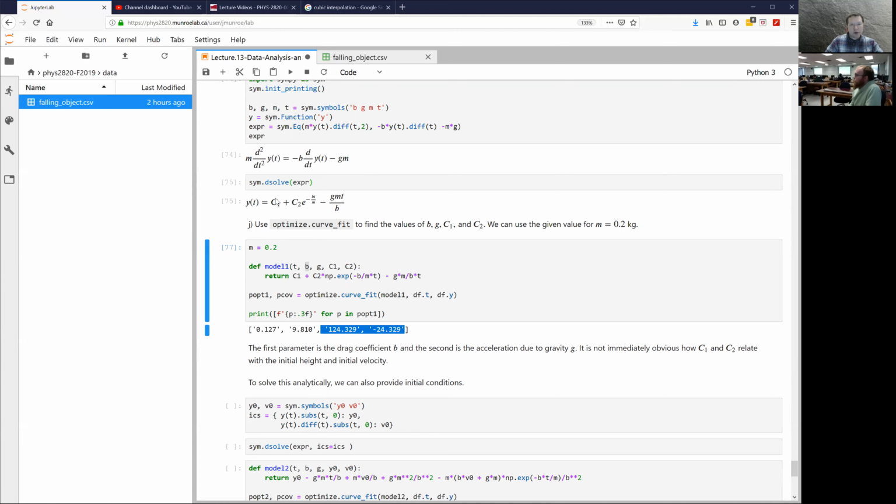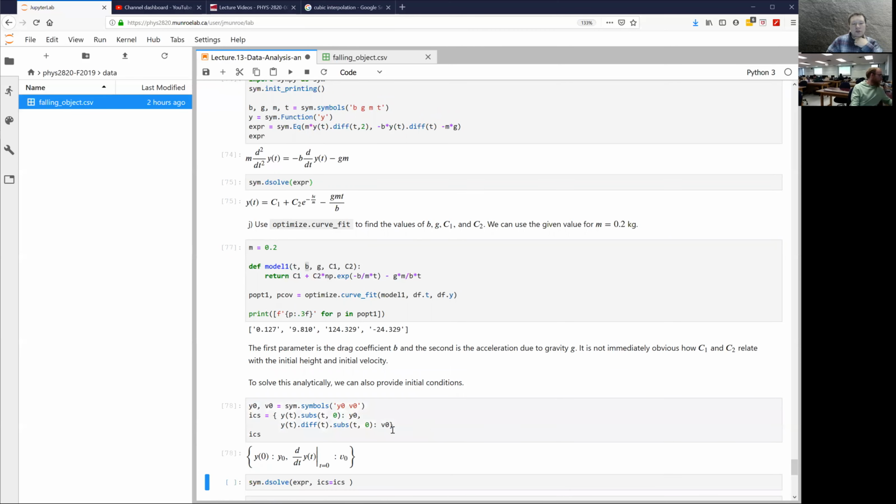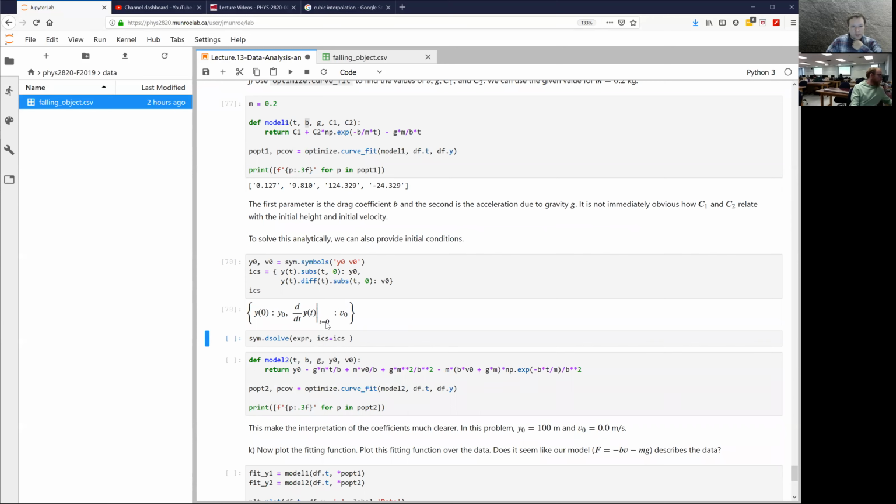It would be better if we wrote the solution to this problem in such a way that we knew what C1 and C2 meant. They're related to the initial velocity and the initial position. So what's a bit better is if we were to solve this equation not in terms of some arbitrary constants C1 and C2, but with respect to the following initial conditions. So what that means is, and this is more SymPy stuff, basically what I'm saying is y of 0 is equal to y little 0, and the derivative is equal to v little 0.